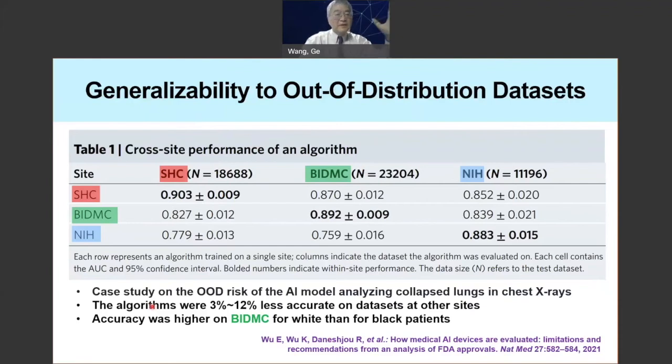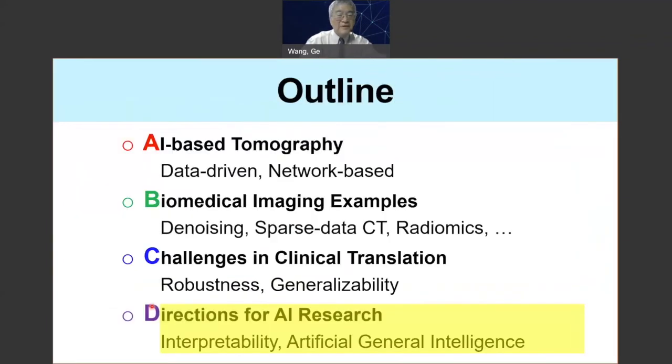So stability and generalizability, these two things are very important for clinical translation. So for AI to be reliable, to be fair, unbiased, we need to solve all these problems, and active research is going on. The last part, I'll say a few words on directions for AI research, and particularly I will comment on interpretability so we can hold AI responsible, explainable, and also we talk about the future artificial general intelligence.